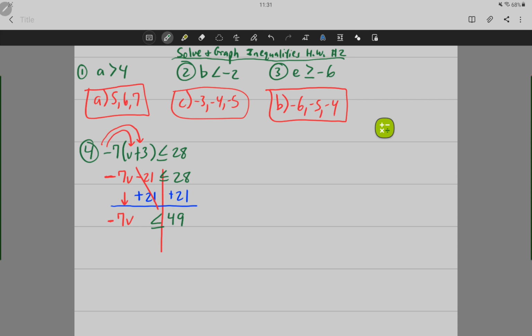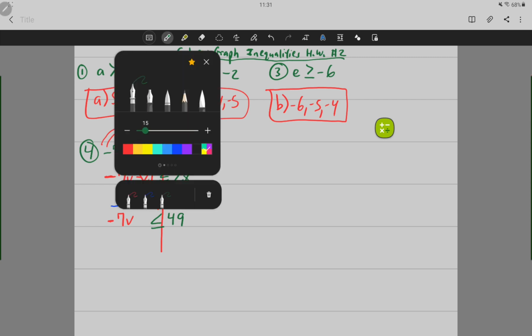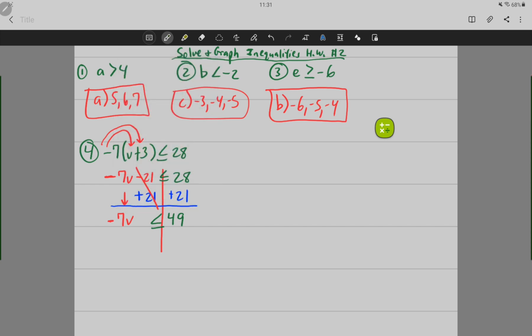Now at this point, what operation do we see? Well, we see multiplication. It says -7v, which means -7 times v. So because we see multiplication, we get rid of it by doing the opposite operation of division. So divide both sides by that coefficient of -7. Remember, coefficient is just a math word. That means it's the number in front of the variable that multiplies it.